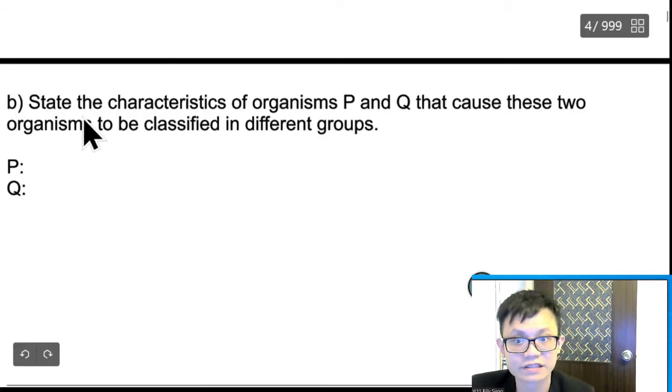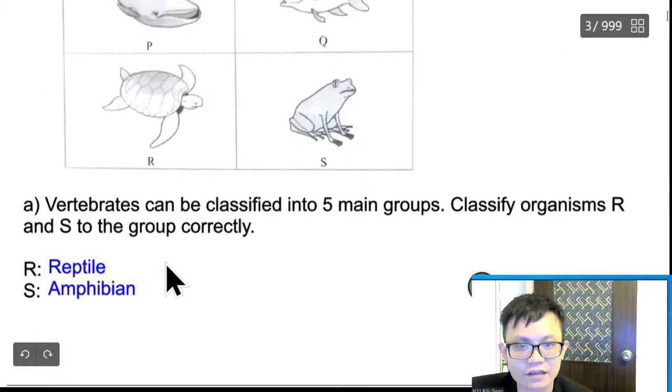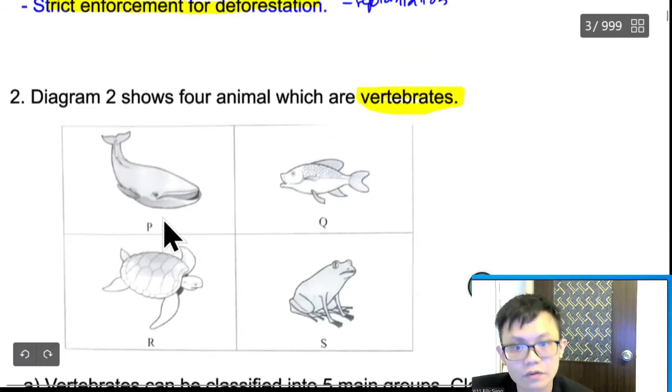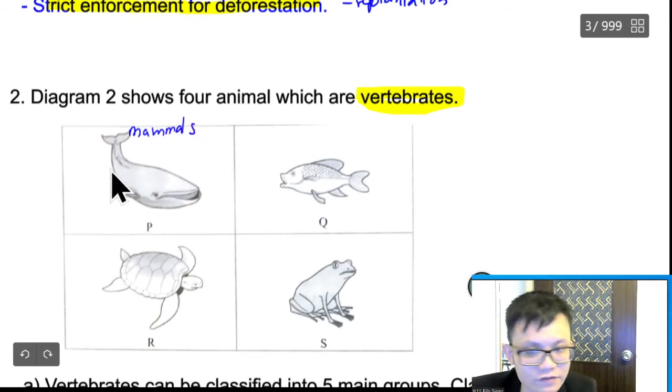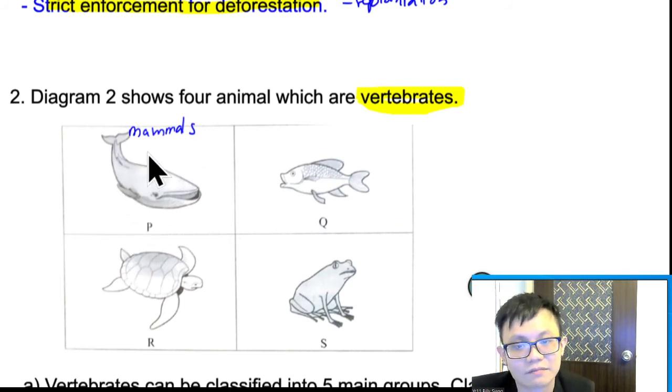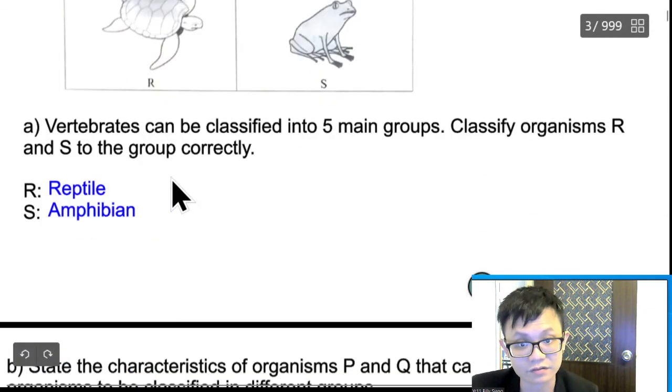Okay, so let's read this question. State the characteristic of organism P and Q that cause these two organisms to be classified in different groups. Oh, this is the question that we asked just now. So for P and Q, P is a whale. A whale is a mammal, correct or not? Does anyone see the whale egg? Whale got egg or not? No egg, because I think the egg is very big, right? But this is mammal because it doesn't lay egg and it is warm-blooded. It got lung, okay? It breathes through lung, not the gills.